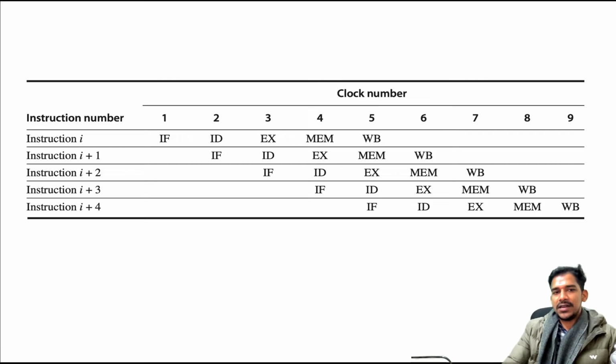For example, let us say these are the 5 instructions we are executing in the pipelining. These are the clock cycles.